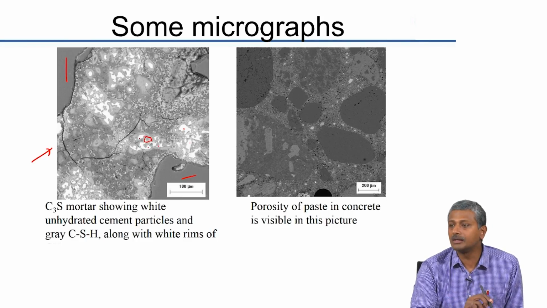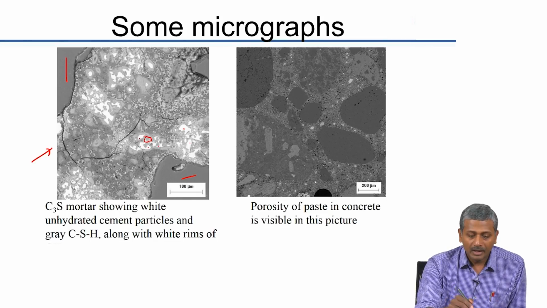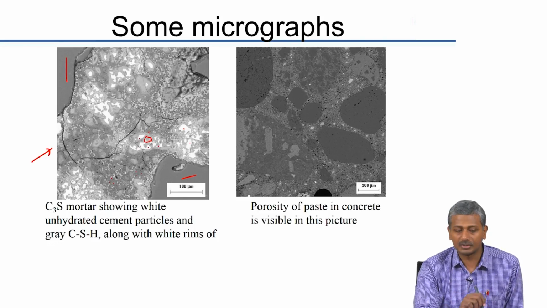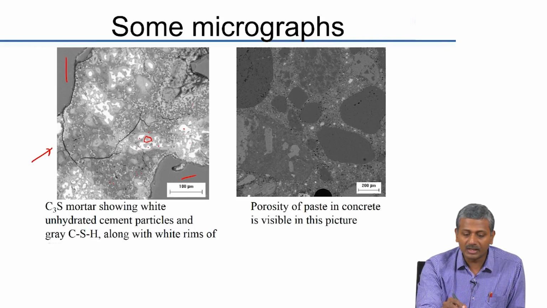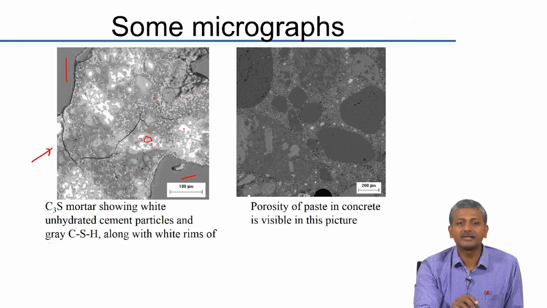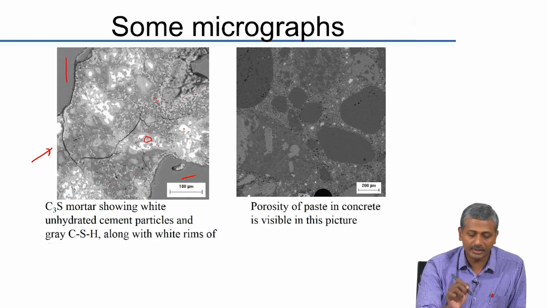It is showing very clearly the inner CSH. Away from it, slightly darker, you see the darker grey phases. That is your outer CSH. And also there are brighter whiter phases here which are not as bright as the unhydrated phases. What is that? Not as bright as unhydrated phase, but brighter than the CSH. That is calcium hydroxide. Okay. So these brighter particles are calcium hydroxide.